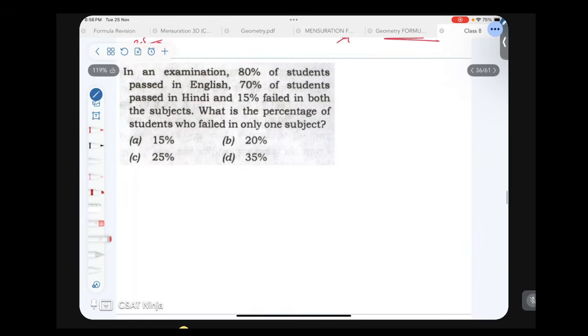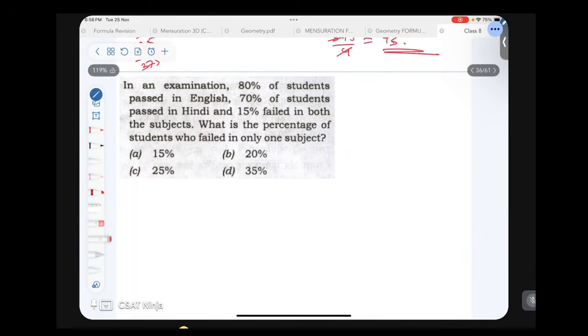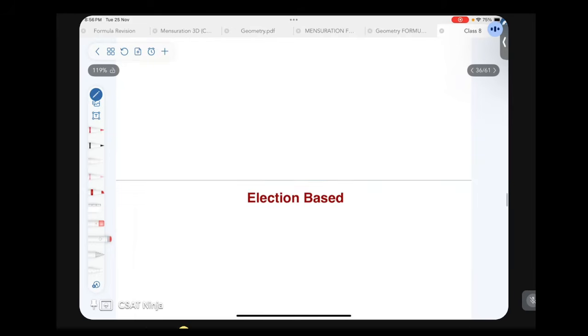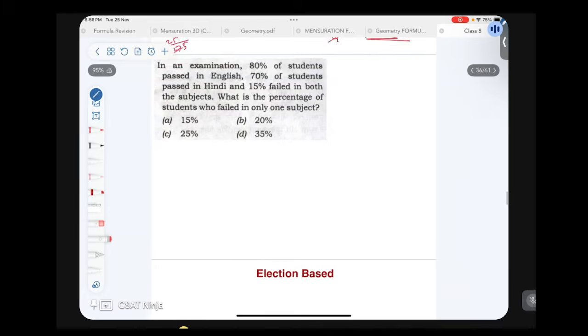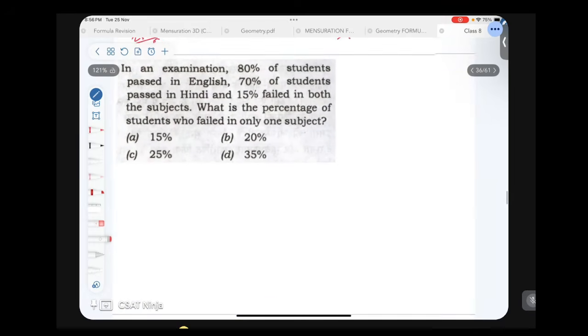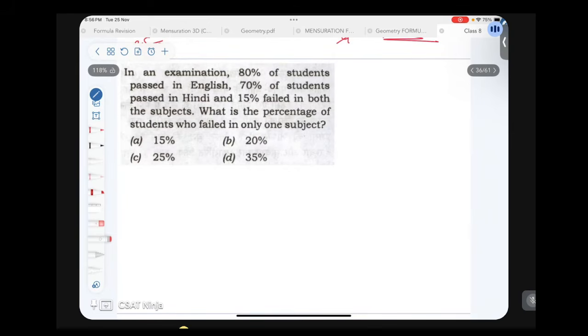Okay, now, next question is this one. Maybe this one is the last. Oh, we have election based as well. Yeah. It's okay. Let's give a try this one.